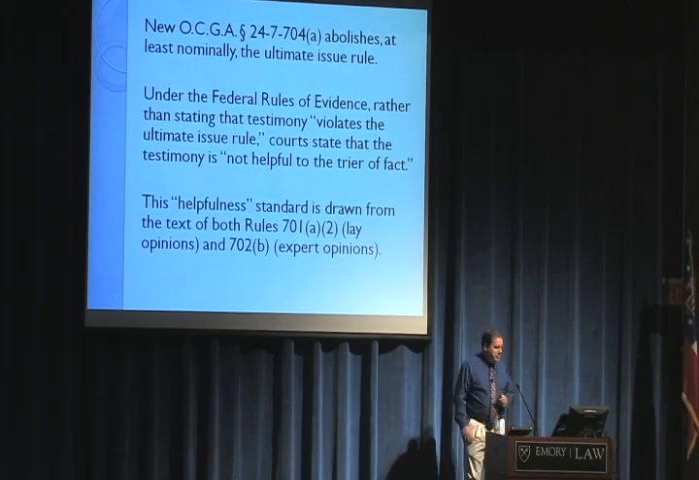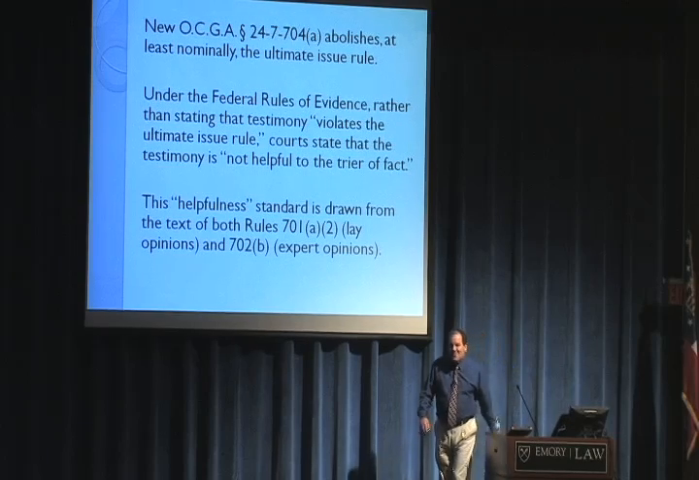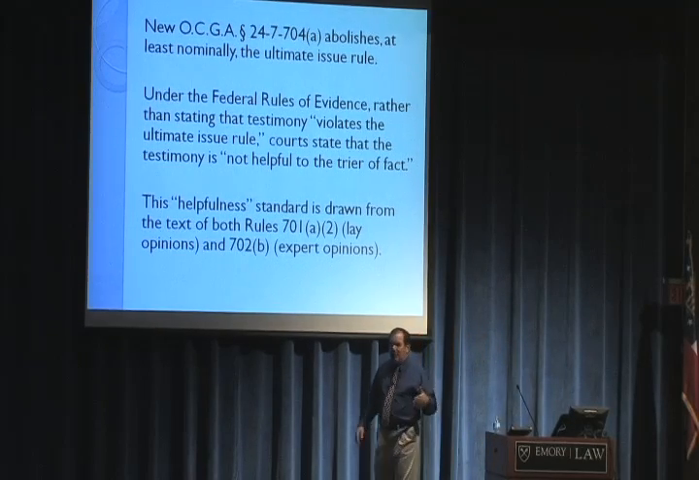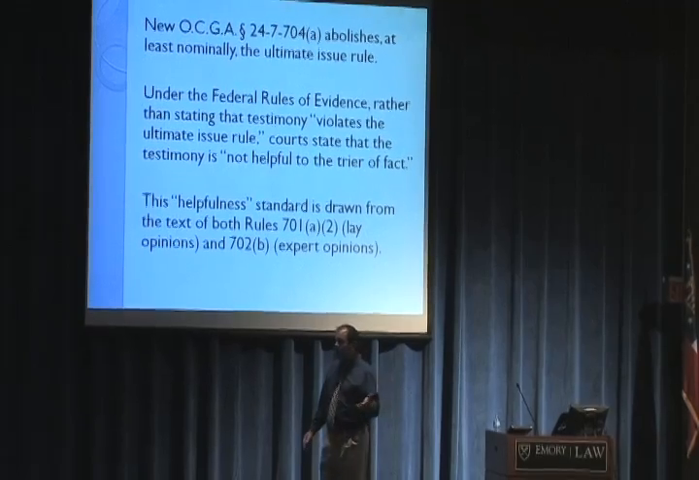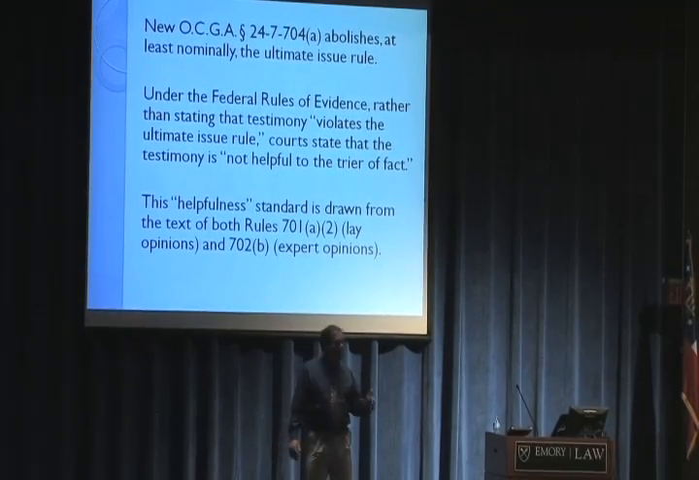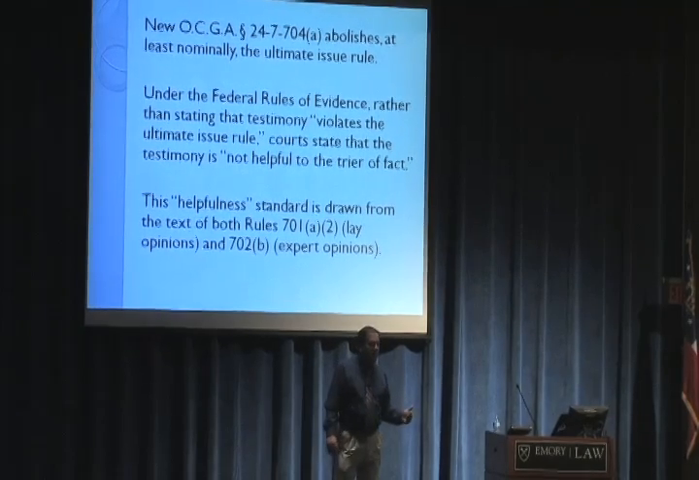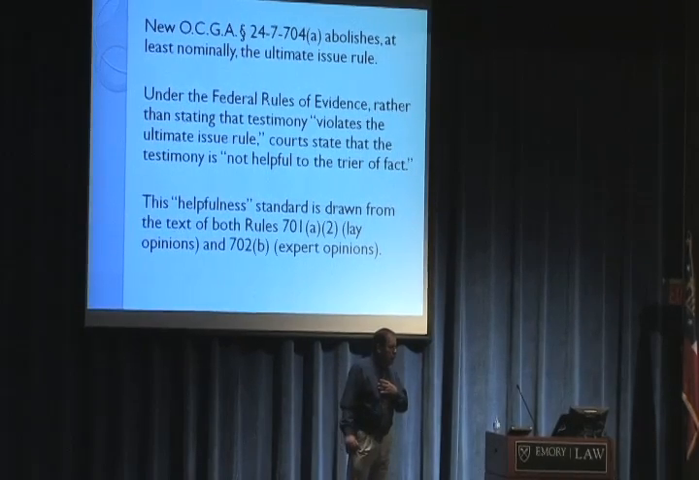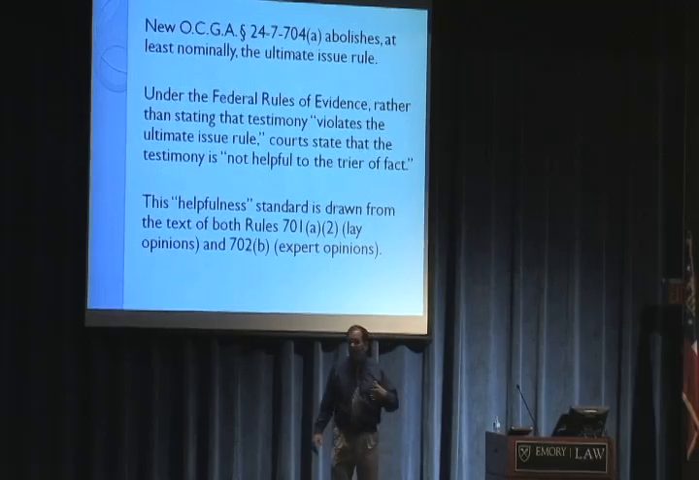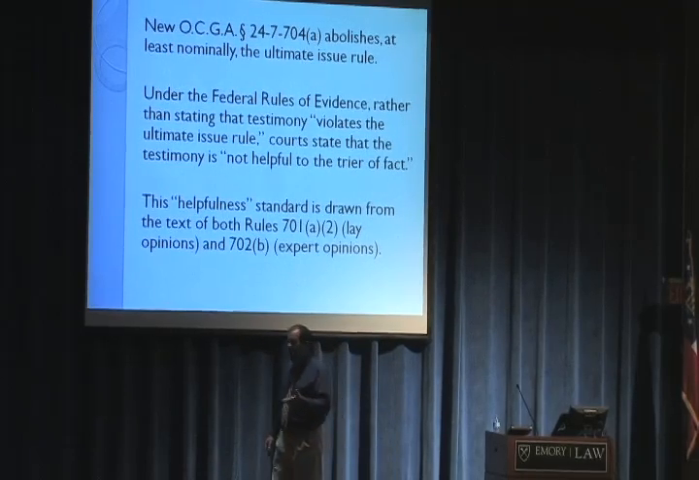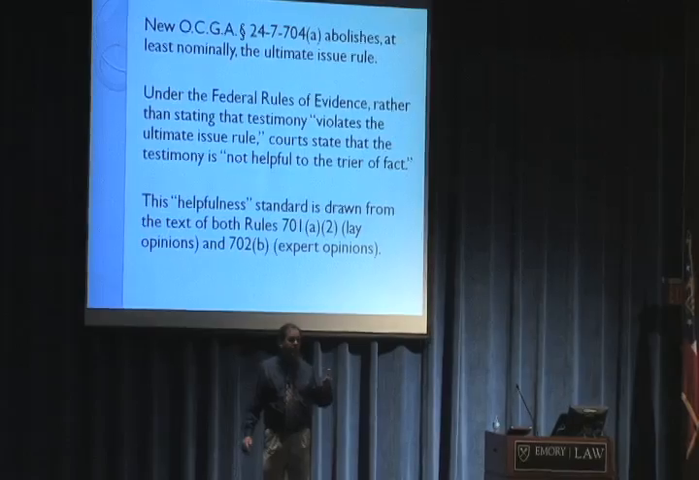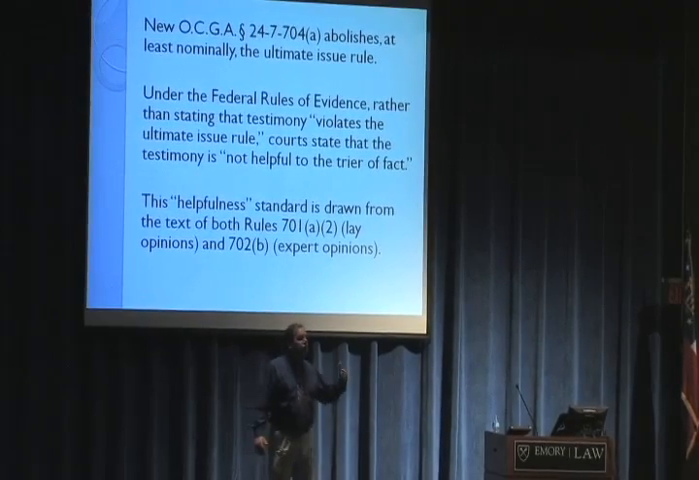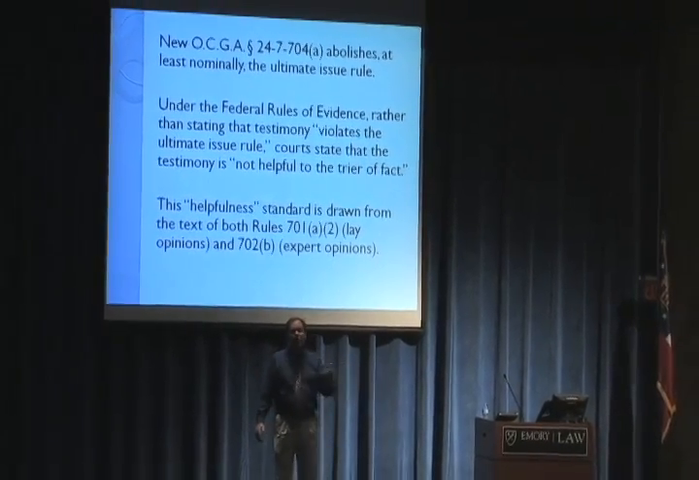Oh, the part where I tricked you. The Federal Rule 704(a) technically abolishes the ultimate issue rule. It does so only really nominally. And I'm happy to tell Georgia practitioners that you're not going to see a substantive difference. The feds still recognize the same concerns that we currently call the ultimate issue rule. They just simply relabeled it. They relabeled it as, well, objection, Your Honor, this does not assist the fact finder. This does not assist the trier of fact.